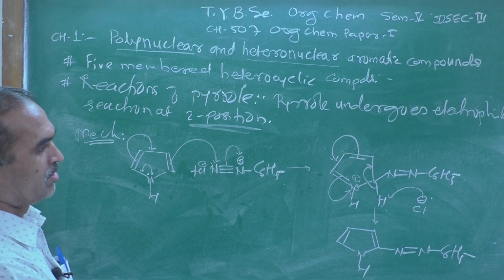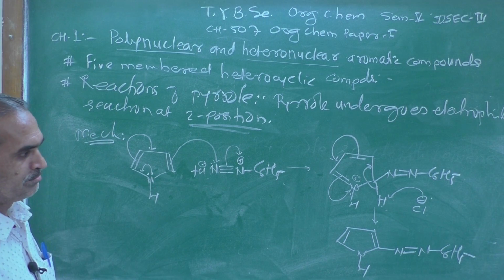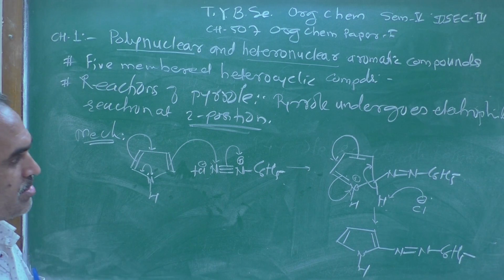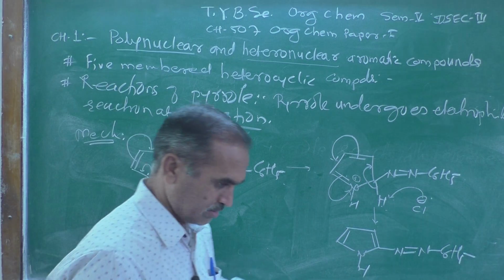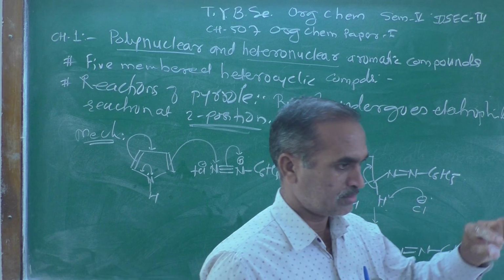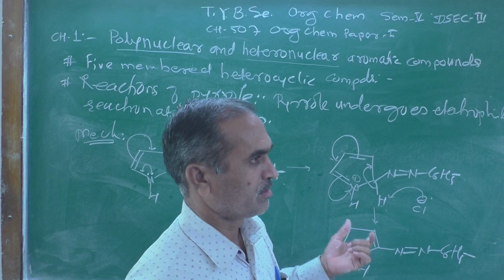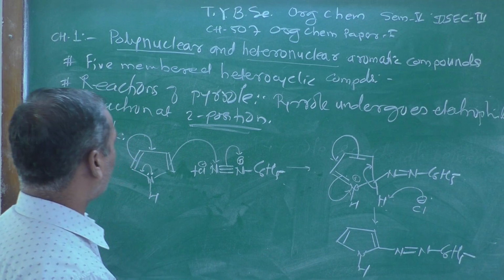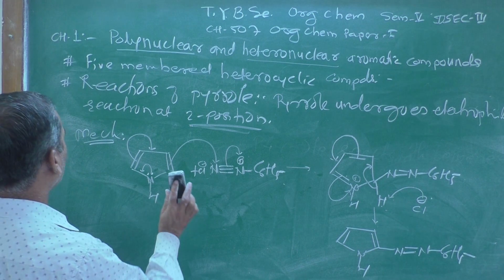Knowing the mechanism, arrow pushing is nothing but these curly arrows. It shows the probable movement of electrons, how it can take place. That is a mechanism, and so we generally get this type of product over here.